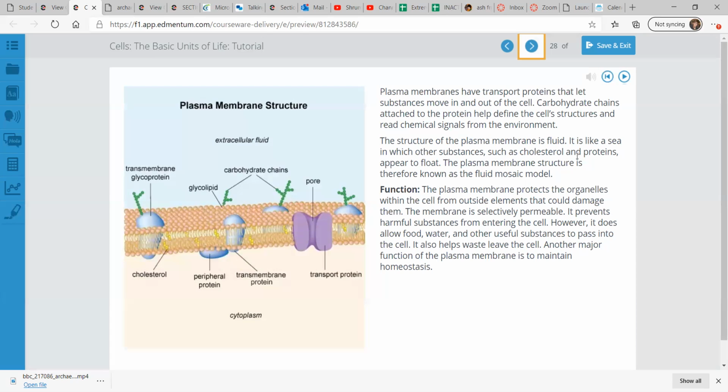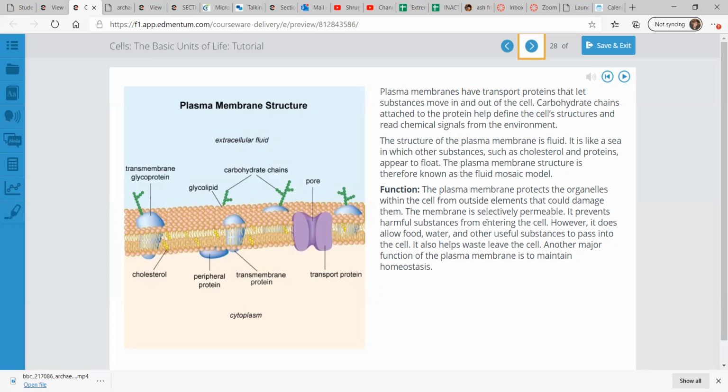And what's its function? The plasma membrane protects the organelles within the cell from outside elements that could damage them. It's almost like a bodyguard or a bouncer in a club. Like only certain things can get in. If there's anybody causing any trouble for the cell, it will not let them through. At least on purpose. The membrane is selectively permeable. Permeable means things can pass through, and selectively means it selects what comes in and out of the cell.